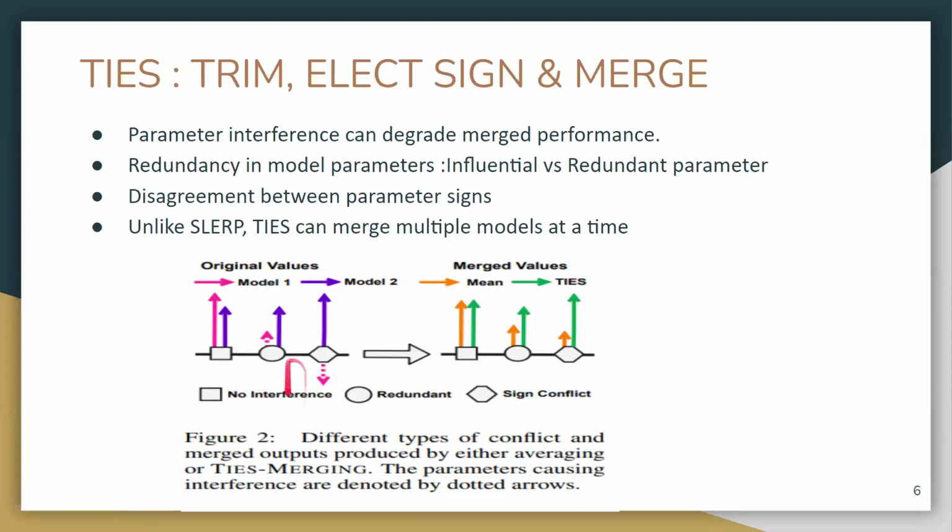And then in the third, with the polygon, we see one parameter is strongly positive, the other one is negative. And again, if we just average things out, we get something with a low magnitude, and probably we destroyed the strong influence of that large purple parameter. So that's what TIES is trying to solve.